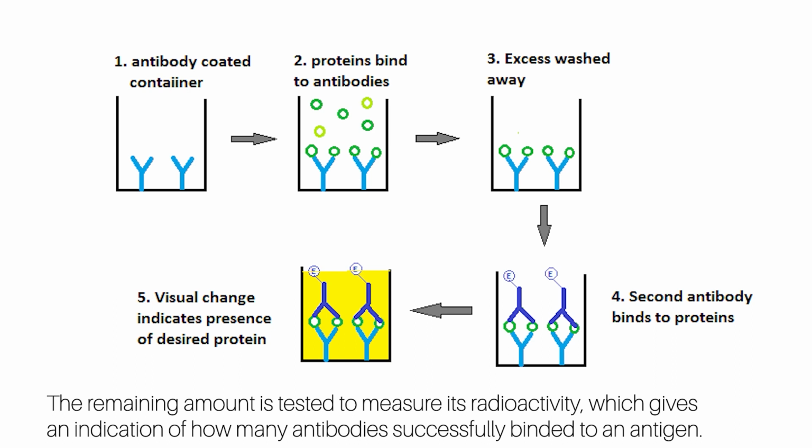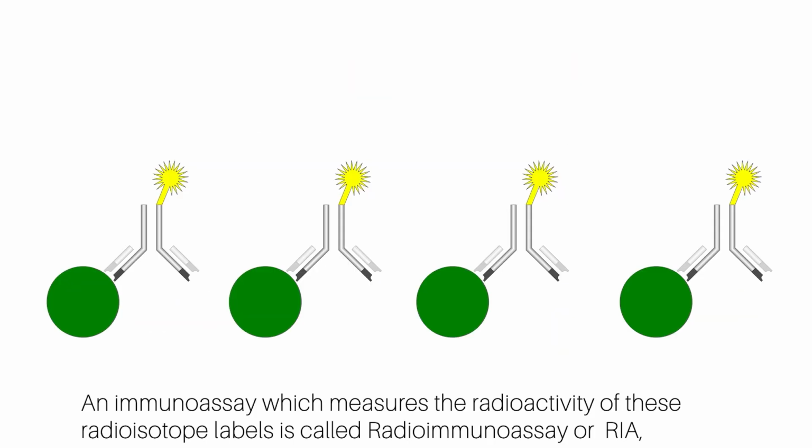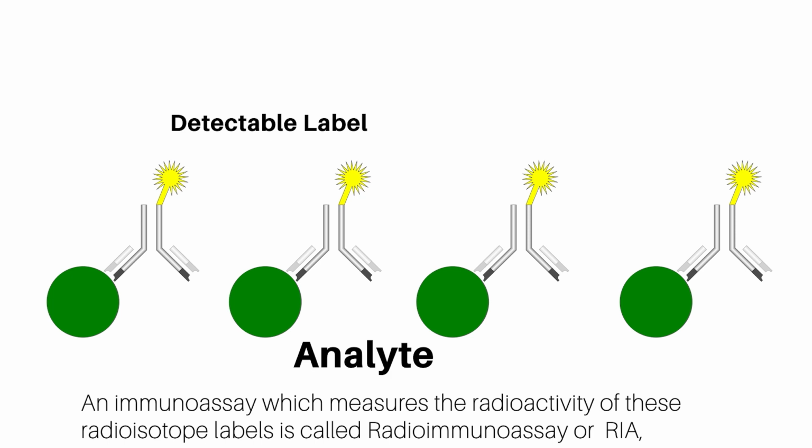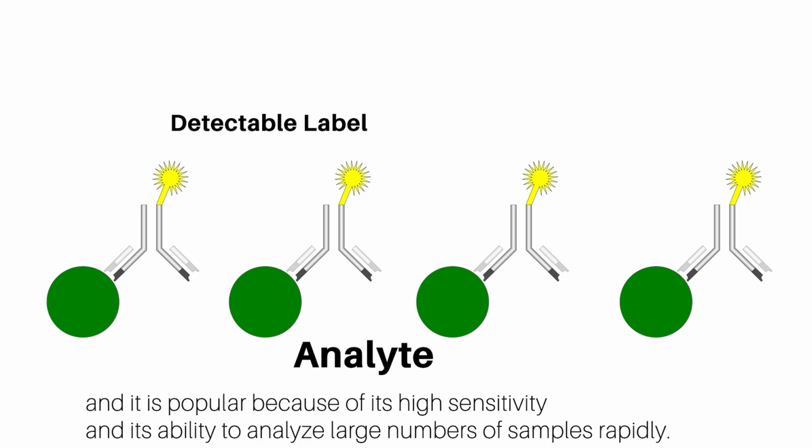The remaining amount is tested to measure its radioactivity, which gives an indication of how many antibodies successfully bound to an antigen. An immunoassay which measures the radioactivity of these isotope labels is called radioimmunoassay, or RIA, and it is popular because of its high sensitivity and its ability to analyze large numbers of samples rapidly.